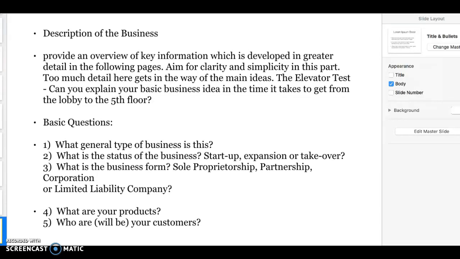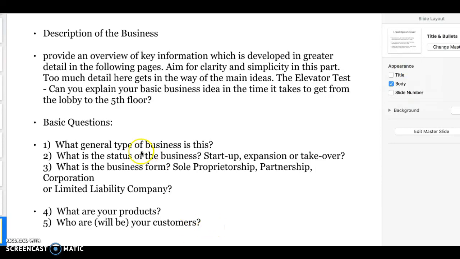I love the idea of what we call the elevator test. Can you explain your basic business idea in the time it takes to get from the lobby to the fifth floor of somewhere? And that's not with a lot of stops along the way. So I think that's a great mode to practice with.